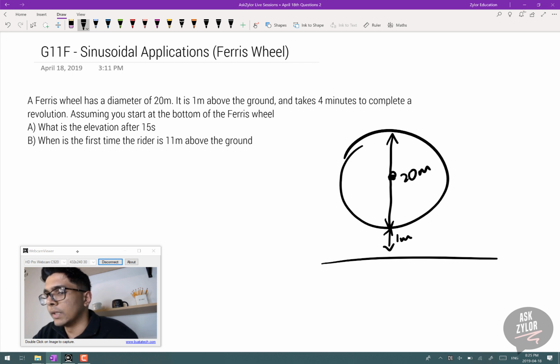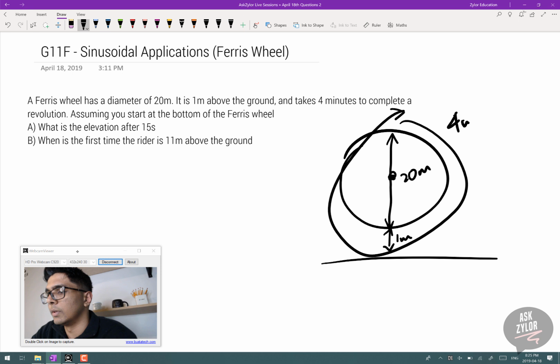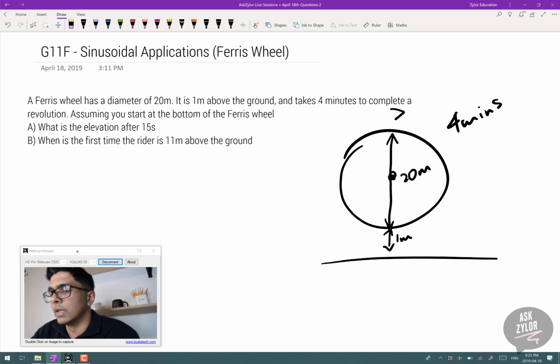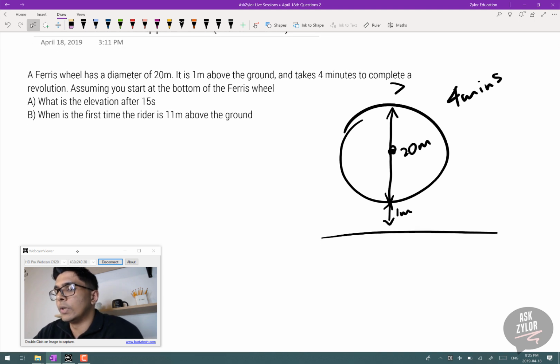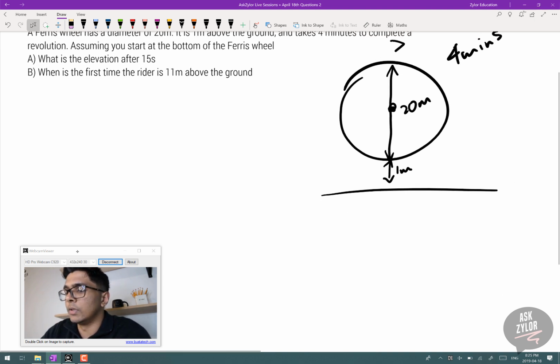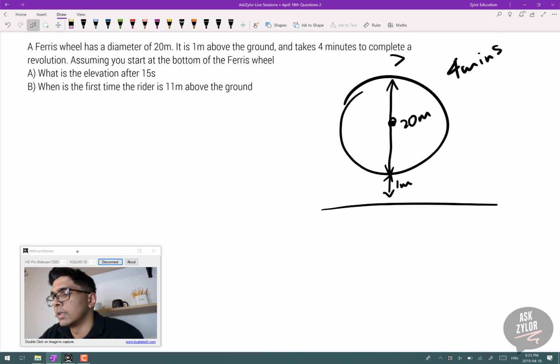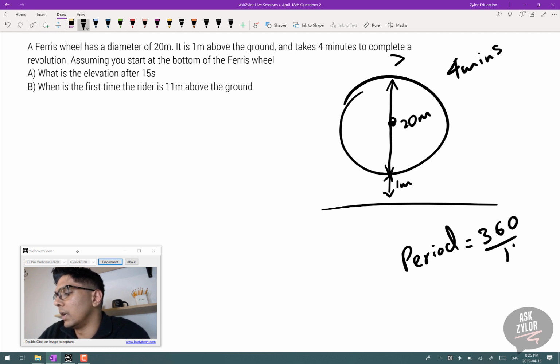And it takes 4 minutes to complete a full revolution. Right? So that's going to be 4 minutes. So what we can get from this is a couple of things. What we should be doing is using sine or cos to model this as a function. Right? So what's the period for this? My period is usually 360 divided by k, right? But we need to find a k value to plug into my function.